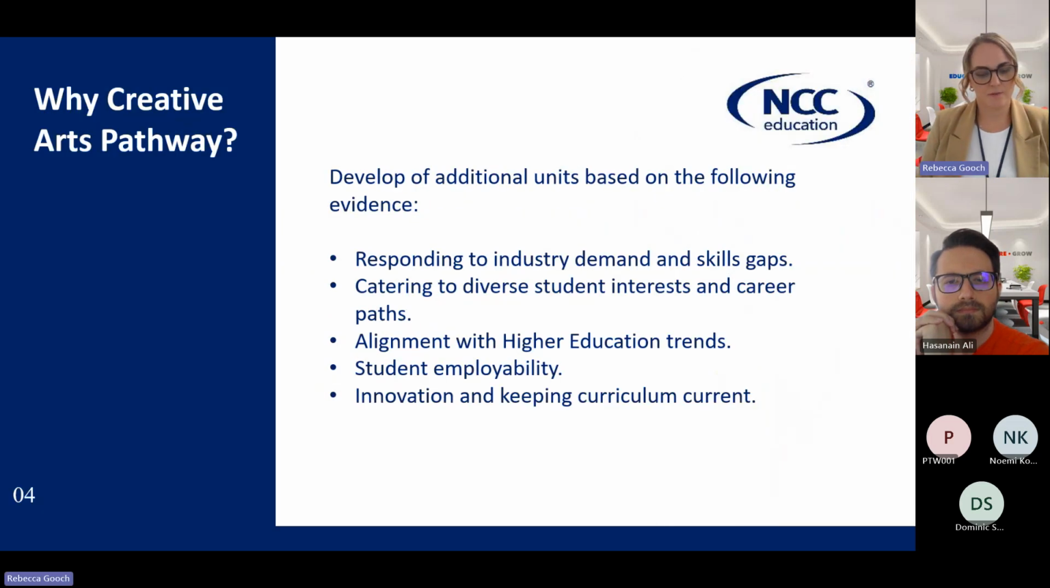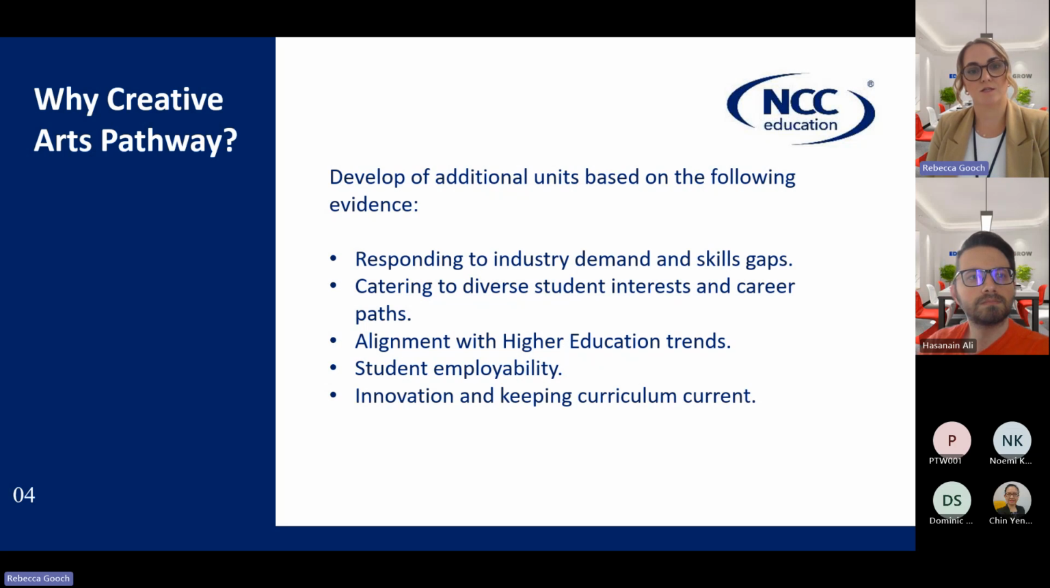I think some questions that we were obviously expecting from our centres is why have we created a creative arts pathway? I think it's really important for any awarding organisation to keep up to date with their portfolio of products. But in particular for these specialist units, we were looking to respond to the industry demand and any skills gaps that these units will create, and create those progressions for students. Also a market demand from feedback from our centres and students alike, catering to a really diverse student interest and career paths.